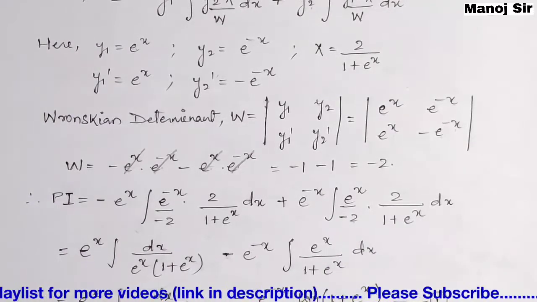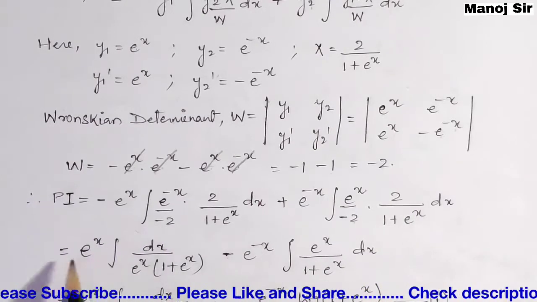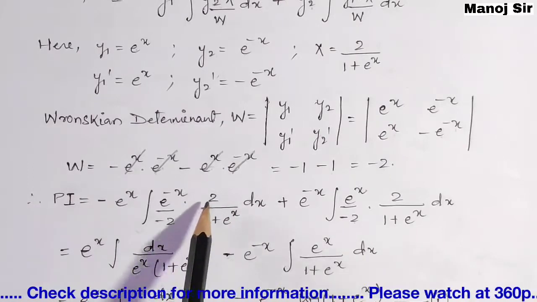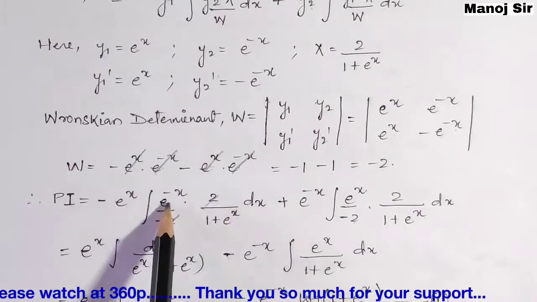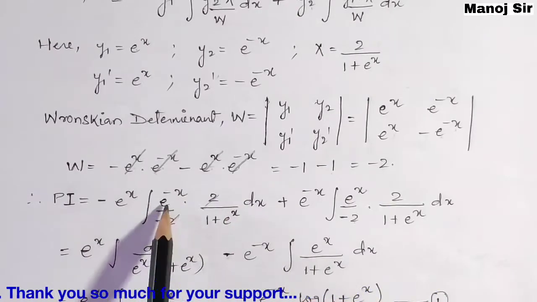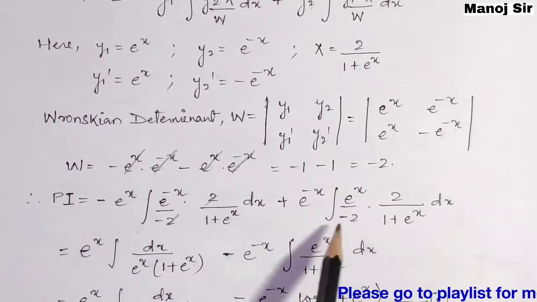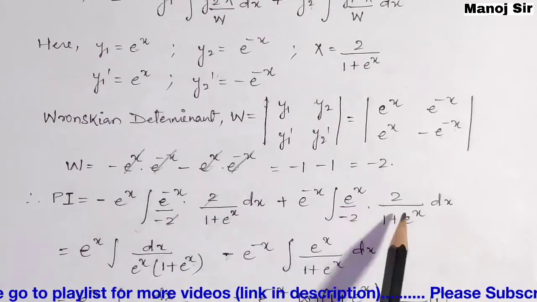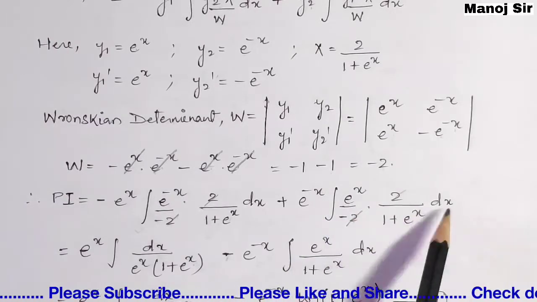Now in the next step, if you take this negative here, negative negative will become positive, e to the power x integration dx. 2 gets cancelled and negative negative will become positive. Here we have dx. Now if you take this in the denominator, this will become positive, that is e to the power x into 1 plus e to the power x. Now coming to the second term, negative positive will become negative. Here we have e to the power minus x integration e to the power x, 2 gets cancelled, e to the power x upon 1 plus e to the power x dx.